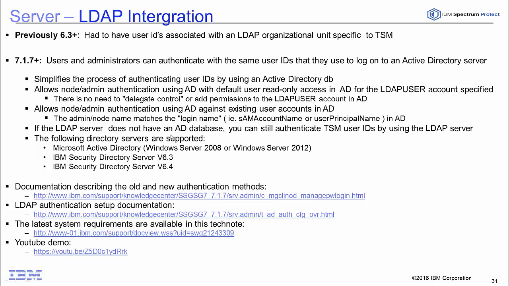If the LDAP server does not have an Active Directory database, you can still authenticate Spectrum Protect user IDs by using the LDAP server. We support Microsoft Active Directory, Windows Server 2008 or Windows Server 2012, IBM Security Directory Server version 6.3 and 6.4. We do have documentation on the older 6.3 methodology for LDAP, as well as the new 7.1.7 LDAP integration. We talk about the system requirements in this tech note, and if you want to see a YouTube demo of me setting up LDAP integration with version 7.1.7, check out this demo.